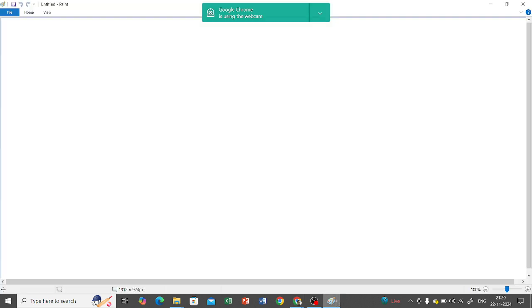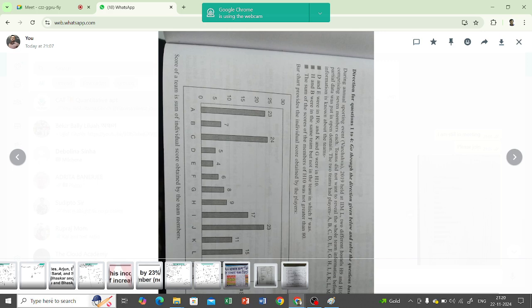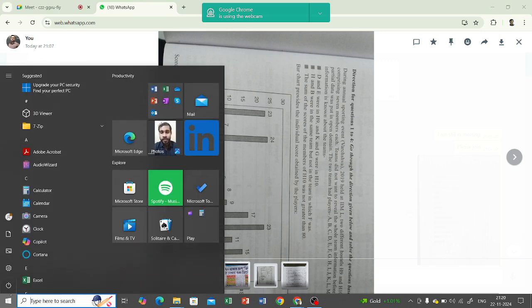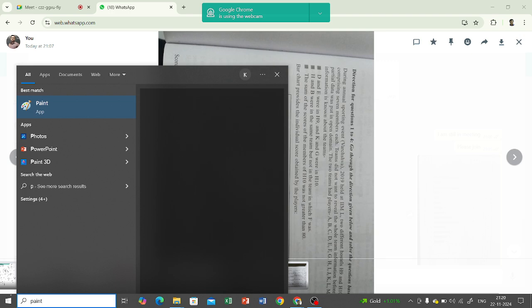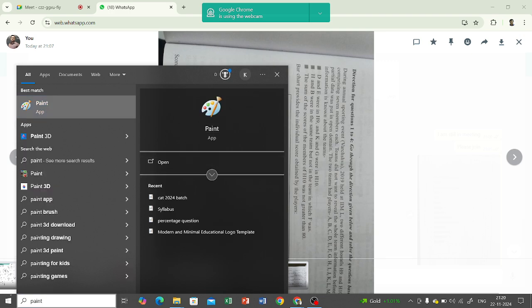So let us consider two cases. In the first case, F is in H9. The first condition that we are choosing is that F is in H9.